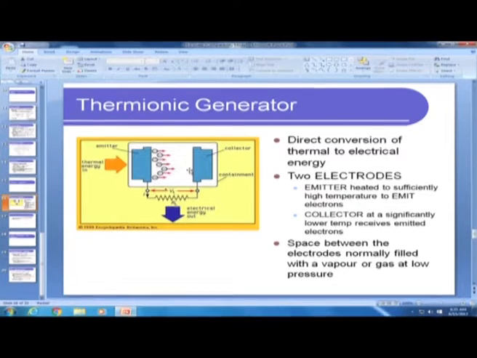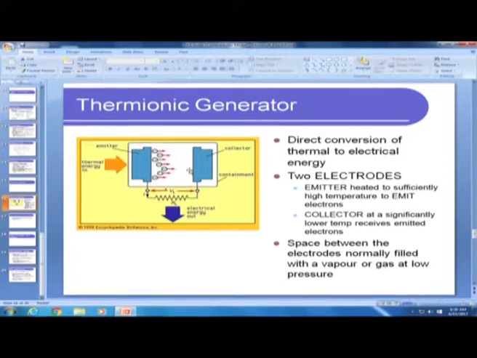Okay. Now, the space between the electrodes is normally filled with a vapor. It can be a vacuum also, but if it is a vacuum, then the kind of temperatures that you need is very high. Okay. So, what we normally do is fill it with a gas like cesium at low pressure, and in that case we are able to get this emission at lower temperatures. Okay.